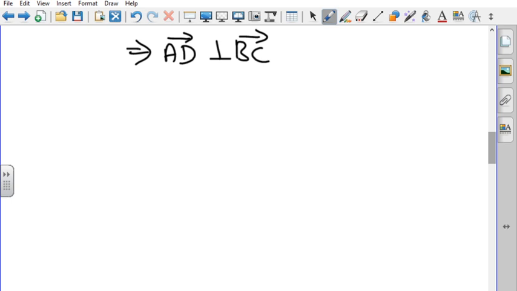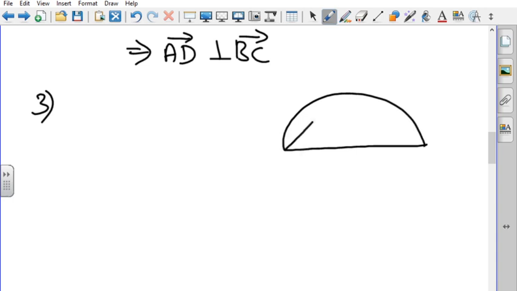Okay. Now, let us go to problem number 3. Prove by vector method that the angle in a semicircle is a right angle. So, let us consider a semicircle. Angle in a semicircle. When you are marking this, it forms a 90 degree angle. So, let us mark the points.